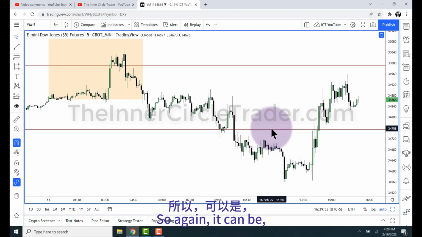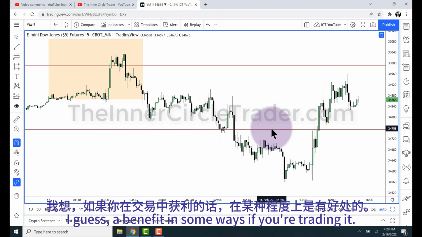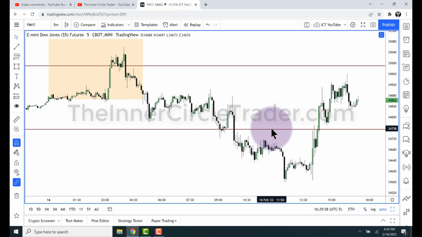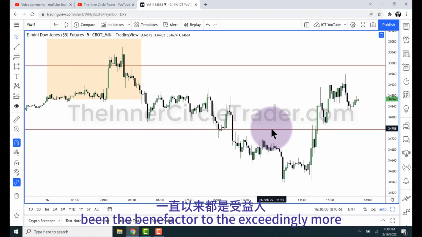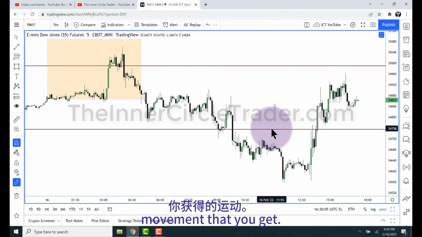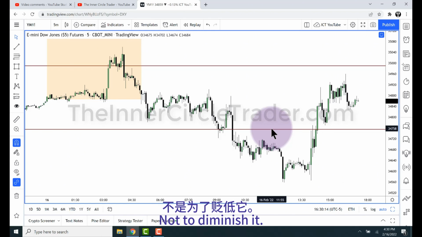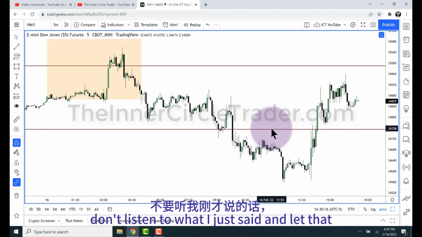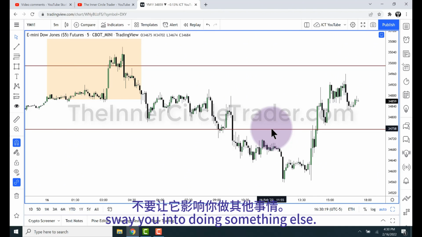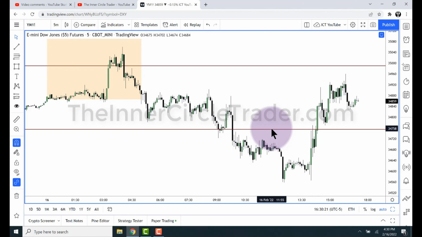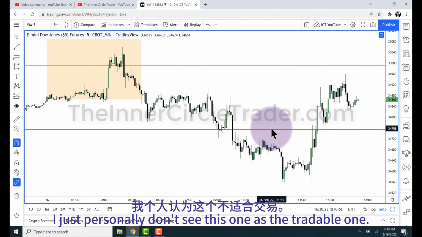So again, it can be a benefit in some ways if you're trading it and you've been the benefactor of the exceedingly more movement that you get, but you're not really getting all that much. I mean, it's $5 per handle, so you're not really getting a lot of money. Not to diminish it, because if you do trade this and you're doing well, don't listen to what I just said and let that sway you into doing something else. I just personally don't see this one as the tradable one.